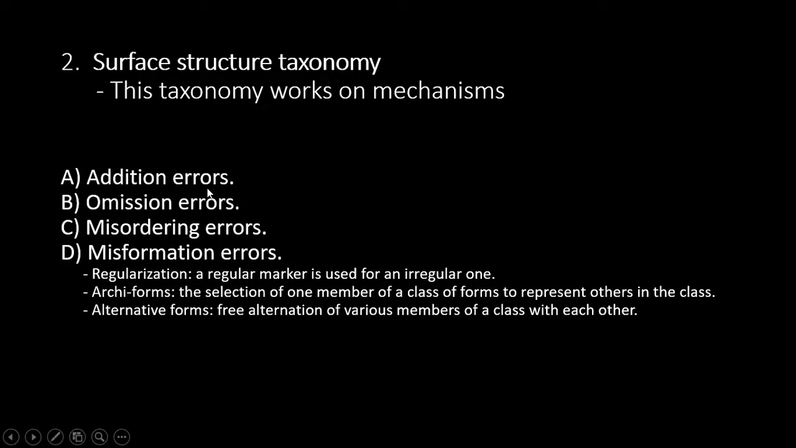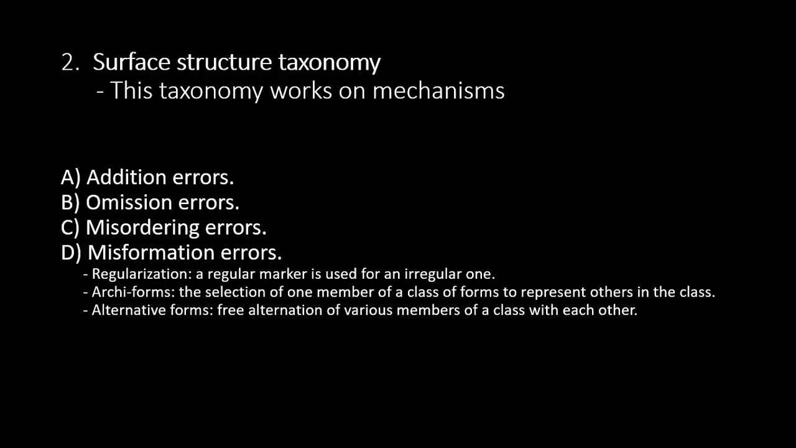Addition errors. Such errors refer to the presence of an element or a form which must not appear in a well-formed utterance. Omission errors. The absence of an item that must appear in a well-formed utterance. Misordering errors refer to the use of the wrong placement of a morpheme or a structure in an utterance.